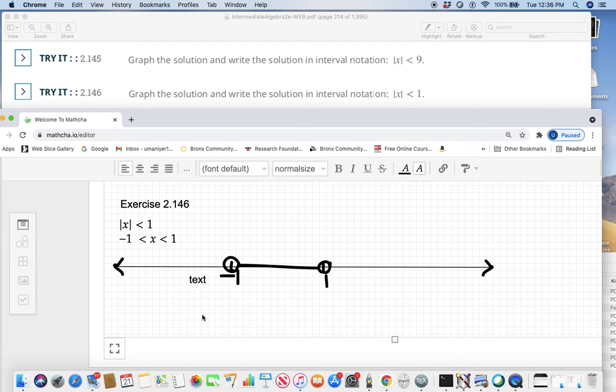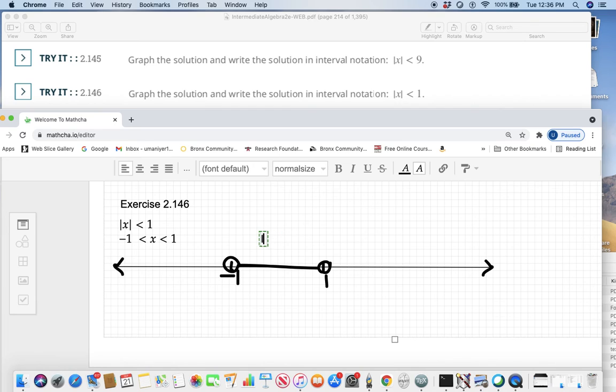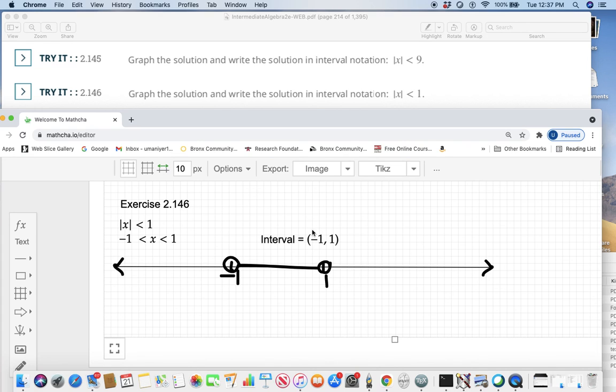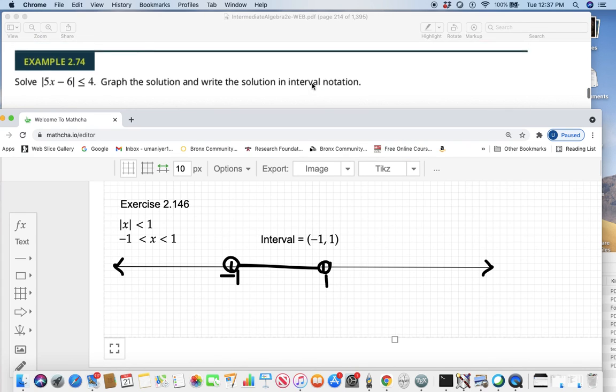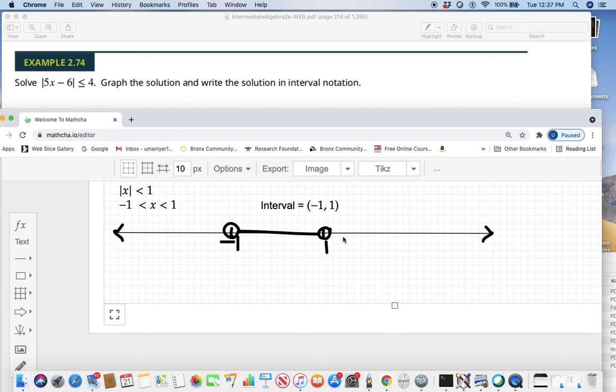What's the interval? The interval is, this is an open point, so parenthesis negative 1 until open point 1, so it's parenthesis 1. The interval is open negative 1 to 1. Okay. Now let's try example 2.74.